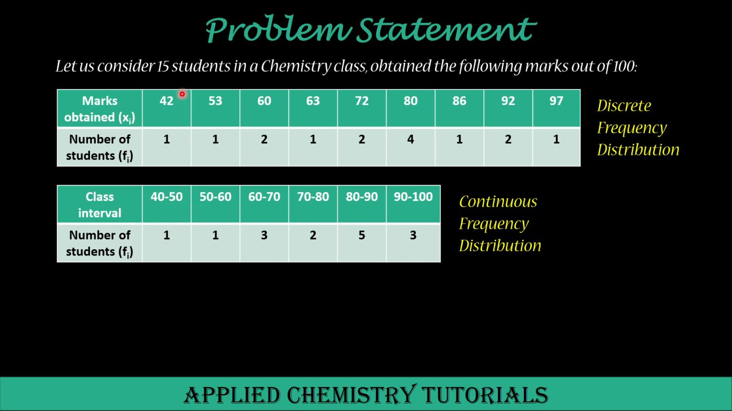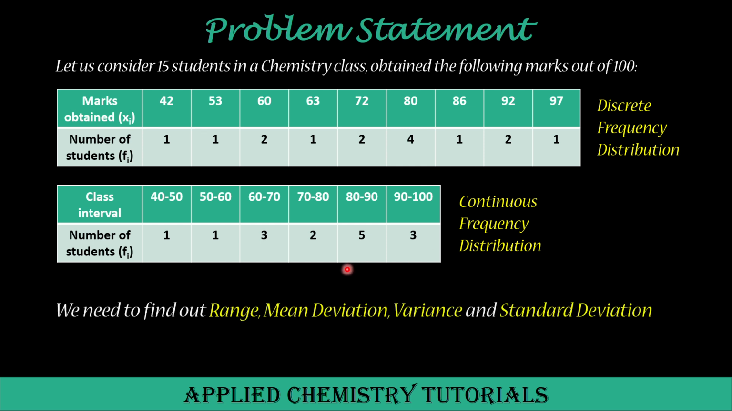Here the student who got 42 will fall in the 40 to 50 class interval. The one who got 53 will be in the 50 to 60 class interval. Similarly, two students got 60 and one got 63, so these 2 plus 1, or 3 students, will fall into the 60 to 70 class interval. To know the details and rules about discrete frequency distribution and continuous frequency distribution, you can check our videos on mean, median, mode for group data. In this problem, we need to find the range, mean deviation, variance and standard deviation for group data.